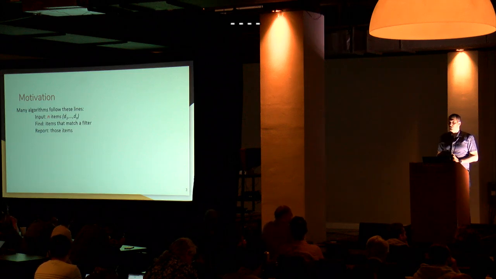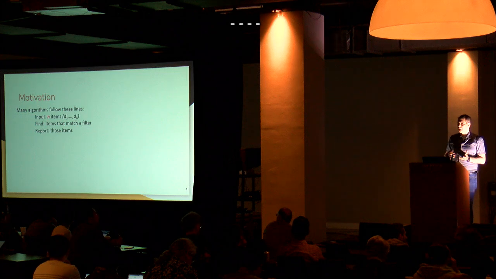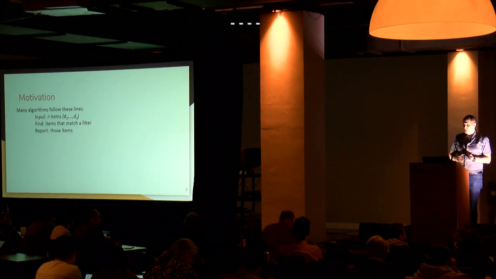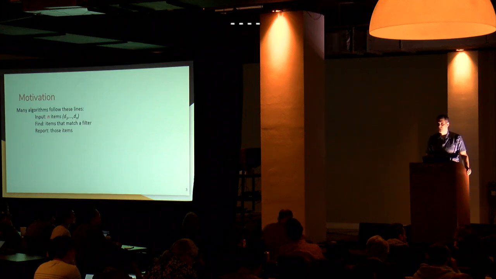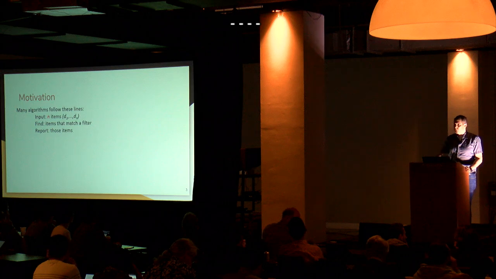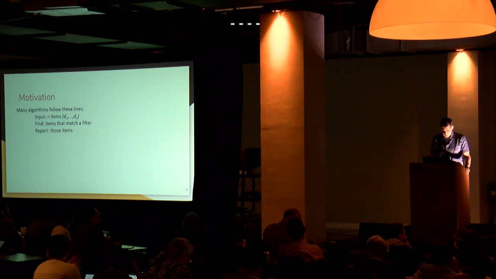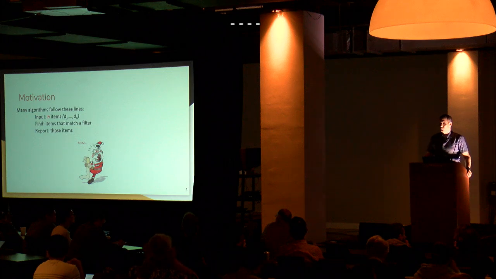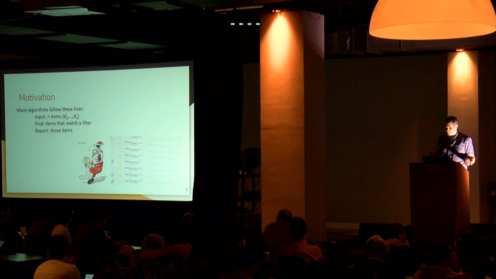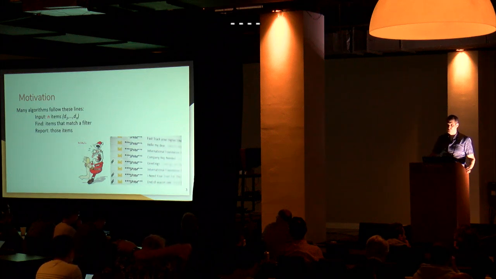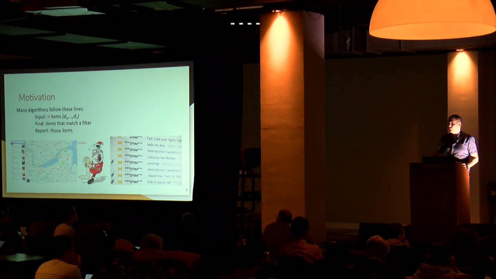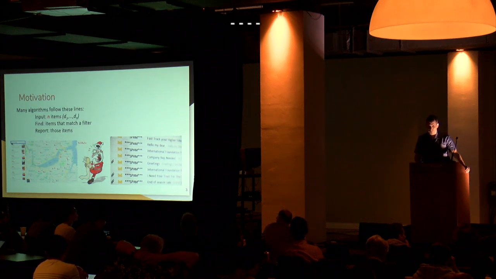ML algorithms follow more or less these lines. They have n inputs, let's call them D1 to Dn, and we want to find a subset of them by a filter given by the user, maybe by a query, and then report what we found. For example, the input can be the list of all children in the world, and we want to report all those who were good this year. Or the input can be all the emails in your email box, and we want to report all the emails that are not spam. Or the input can be all the restaurants in the world, and we want to report all the bagel restaurants that are less than 1 mile away from you.